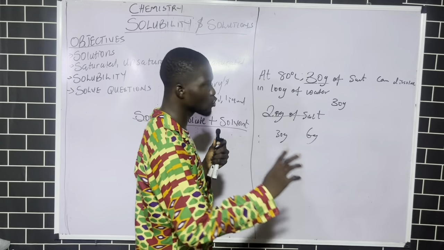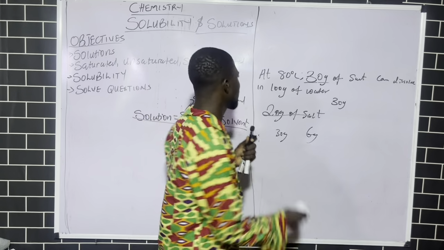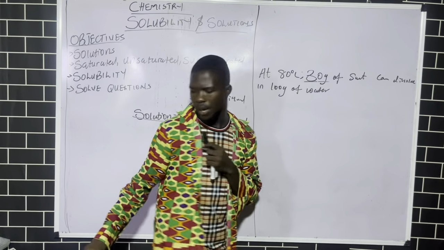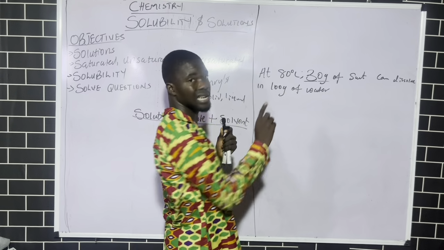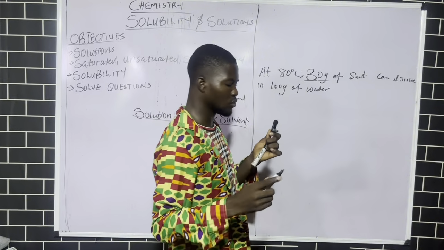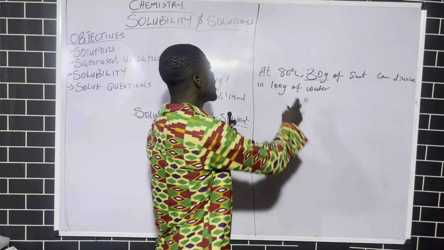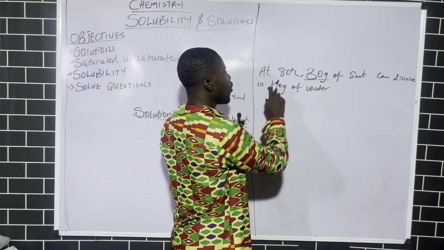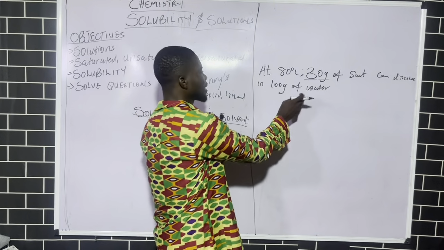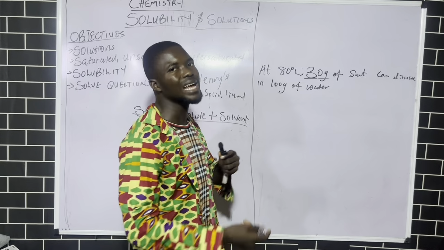Let me give you an illustration, because sometimes you'll be wondering how this works. A supersaturated solution is one that has much more than it can actually accommodate. So at 80 degrees Celsius, 30 gram of salt can dissolve in 100 gram of solvent. But then this particular 100 gram is having over 30 gram, like 36 gram.